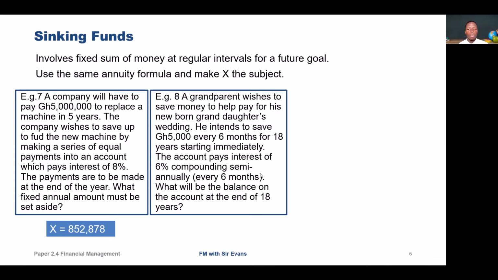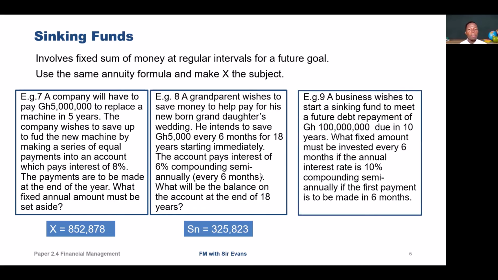So when you put that into the formula, you are going to get 5,000 as the frequent amount, times (1 plus 0.06 divided by 2). Then our n, which is 18 years, needs to be converted as well. It's going to be 18 times 2, and that's what we'll put in the formula. All of this minus 1, all over 0.06 over 2. And that will give us 325,823 as the balance on the account at the end of those 18 years.